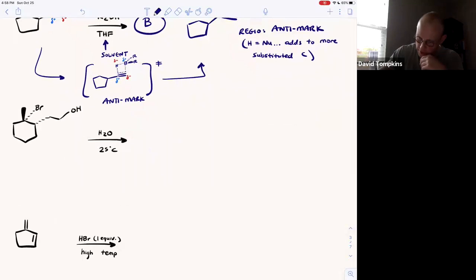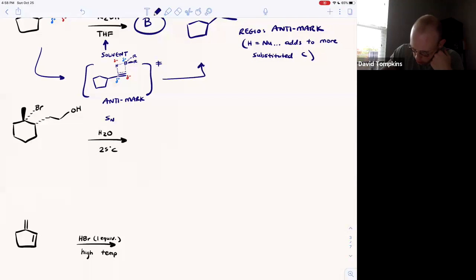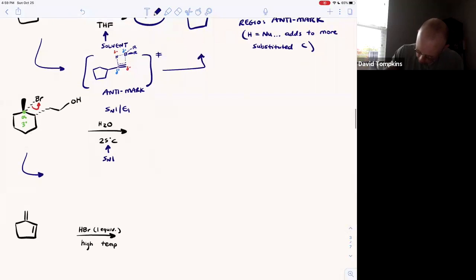Okay, so for the next one, now we're treating this with water, which is a weak nucleophile, poor base, and room temperature. So this is going to be an SN1 E1 type process, and low temperature is going to favor substitution. This carbon, or the tertiary alpha carbon, can form a carbocation, and that happens first, no matter whether it's SN1 or E1.